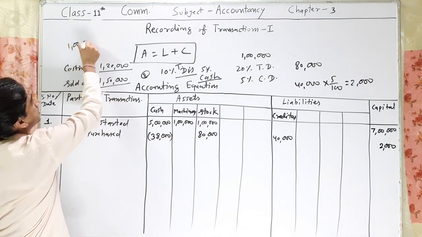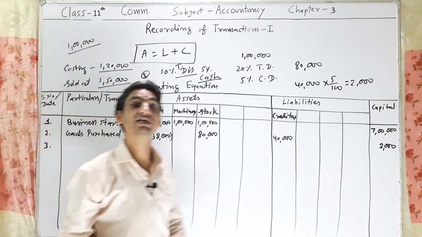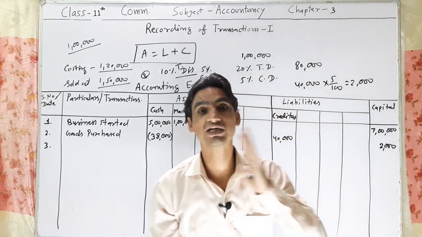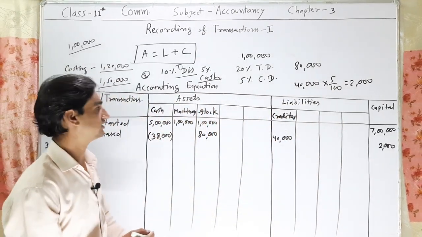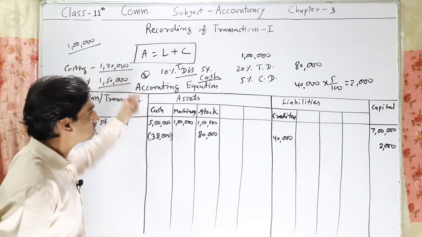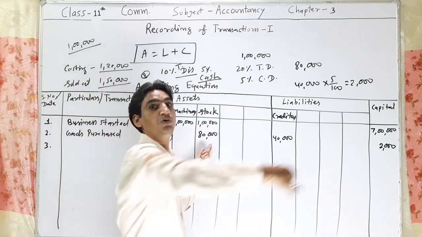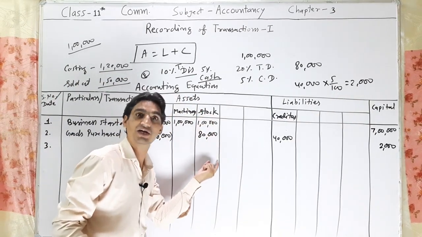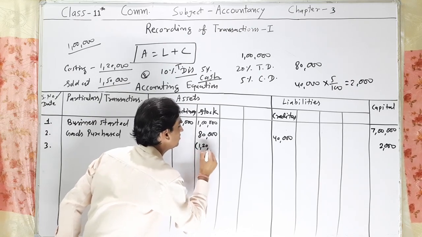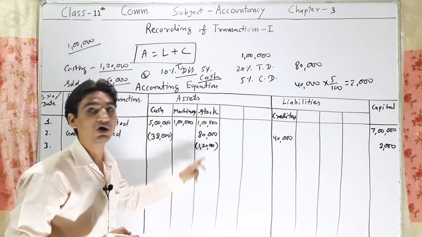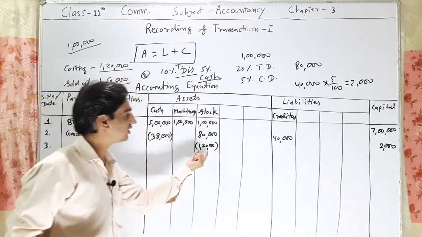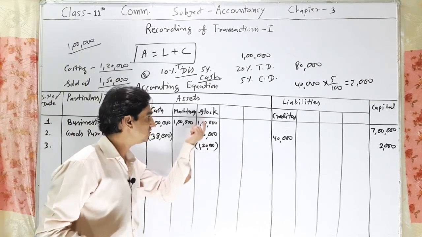Rupees 1 lakh received at the same time. So we will record this transaction. First, the cost value, rupees 1,20,000. Goods are outgoing from your business, that's why stock balance will be reduced. The cost price rupees 1,20,000 will be reduced from stock.